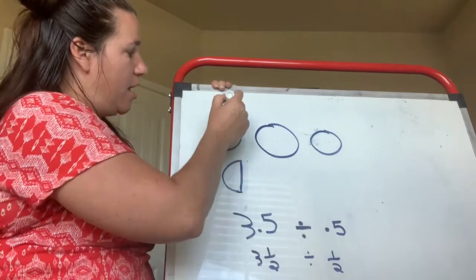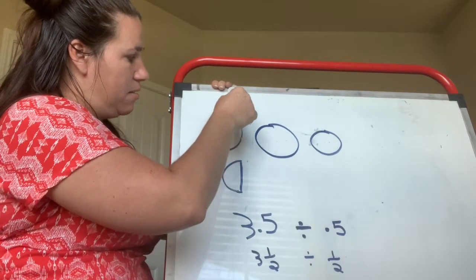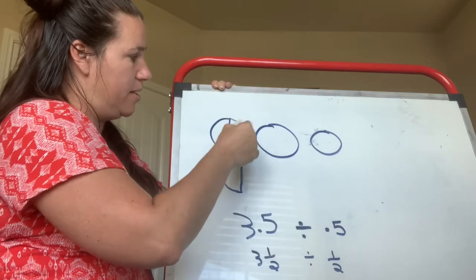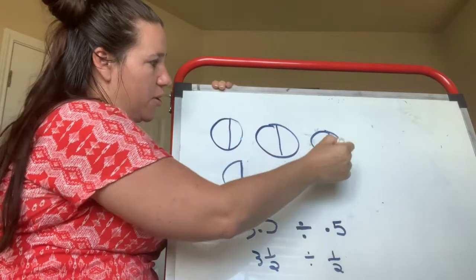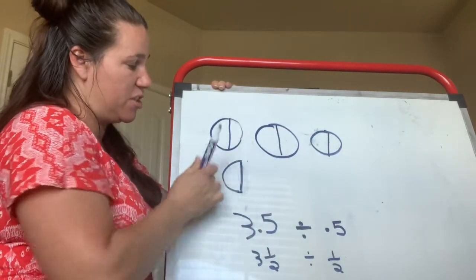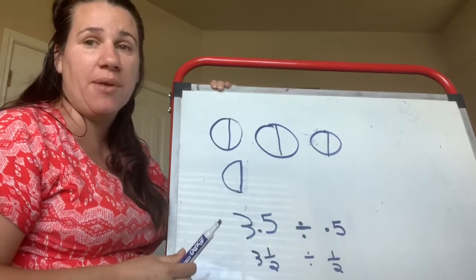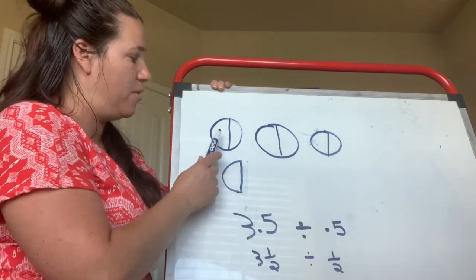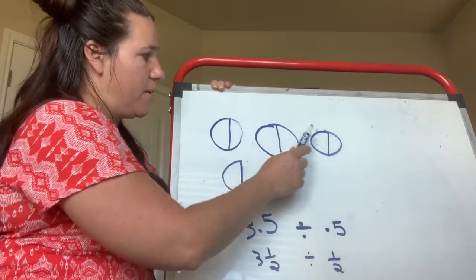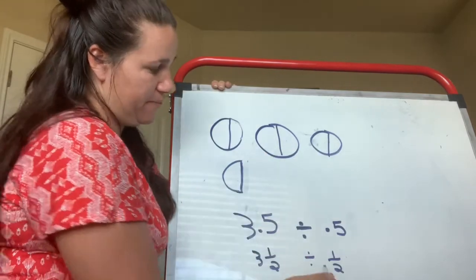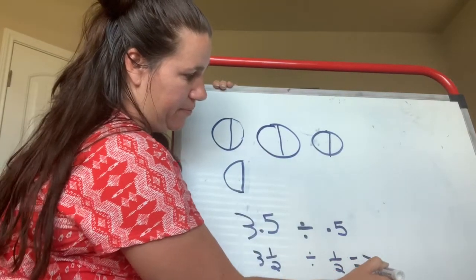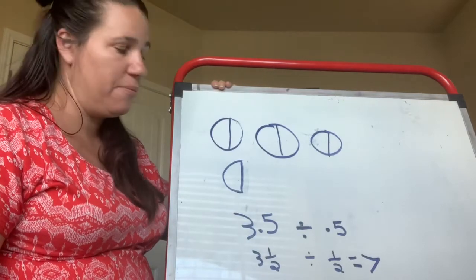Well, 1, 2, 3. Well, this one's just a half. So now that I've divided them in halves, let's see how many I have. 1, 2, 3, 4, 5, 6, 7. There you go.